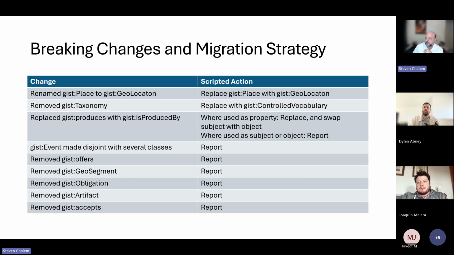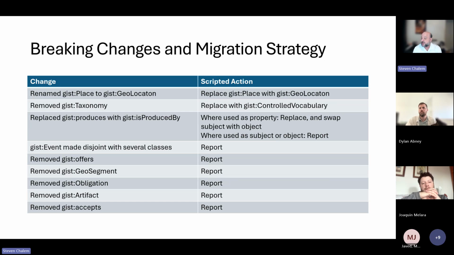So I was asked earlier about breaking changes. These are all the changes we made that could potentially break queries or break extension ontologies, render data invalid. And for any breaking change we make in GIST, we provide some kind of mitigation strategy. We have a semi-automated migration process, a set of scripts, and some code that executes those scripts.